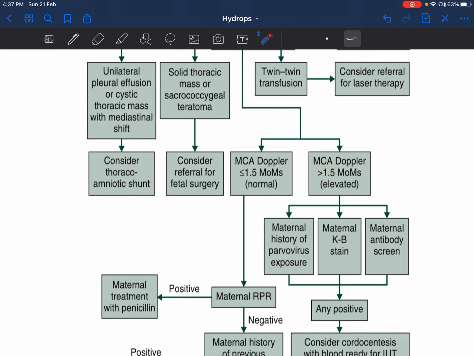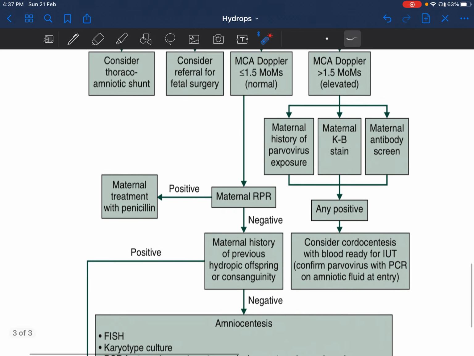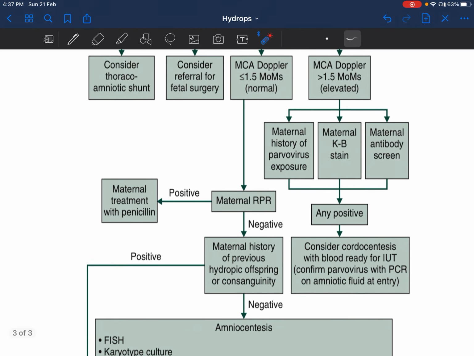Then you will look at the Kleihauer-Betke test. Is the anemia because the child is actually having a hemolysis? You will do an antibody screen. If any of them is positive and you found that anemia is the cause for the child having hydrops fetalis, the treatment is easy. You can just give an intrauterine transfusion. Correct? Suppose anemia is not the cause.